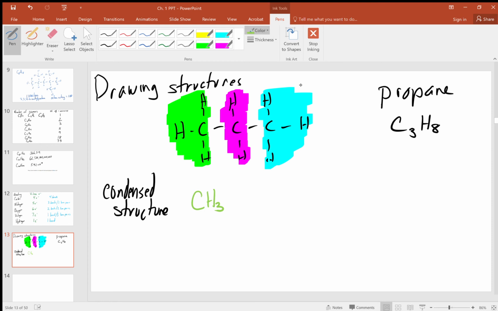The next carbon, which I've highlighted in purple, has 2 hydrogens on it. So we'll put CH2. And the last carbon, which I've highlighted in this blue color, has 3 hydrogens, so we can abbreviate that as CH3 as well. And so our condensed structure still shows us all of the same information that the Lewis structure did, but it makes it more compact and allows us to simplify things.